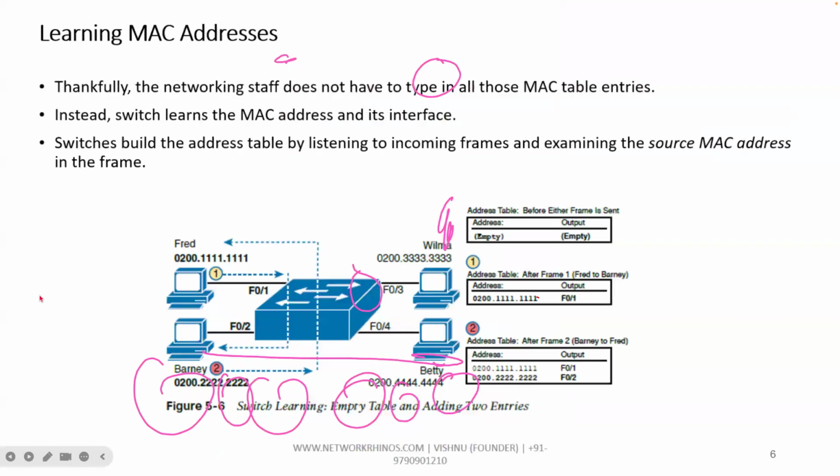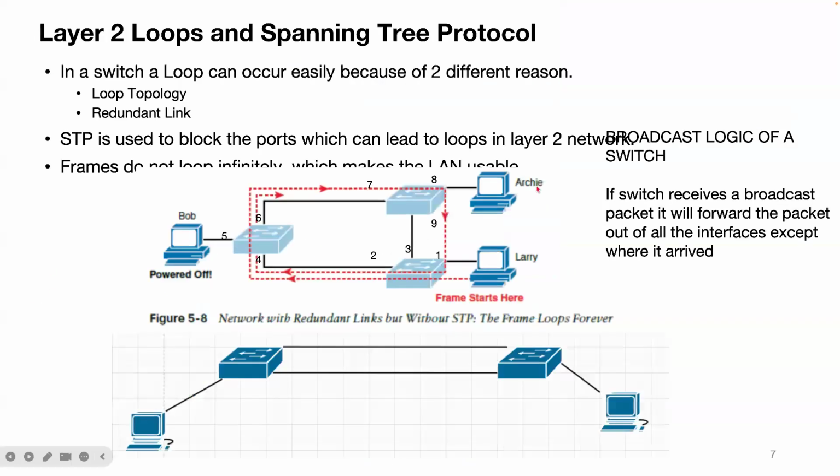You know already what this packet is, we learned already. Let's see layer 2 loops and spanning tree protocol. See, in switching, there is a broadcast logic. The broadcast logic of a switch says: if a switch receives a broadcast packet, I will forward the broadcast packet out of all available ports except the port I received it on. That's what a switch says. Because of which this can cause a loop.